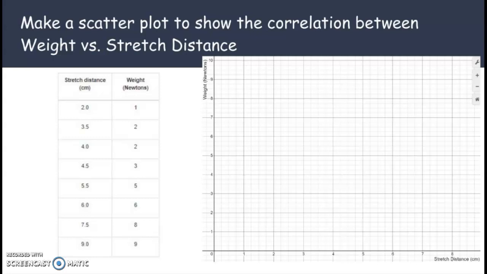Welcome back, everybody. Today we're going to do a few examples talking about scatter plots. Now, scatter plots, it's one of those terms where the definition is almost in the term. It's a lot of points that are scattered across a graph.